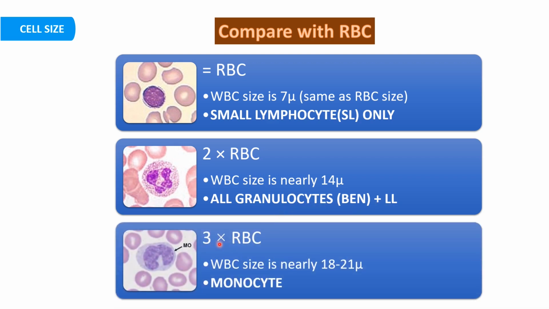If it is 3 times the RBC, that means it is so large that it is equal to 3 RBC. That means the size of the WBC is between 18 to 21 microns. Then it is only monocyte. Monocyte is the largest WBC, viva question. Why? Because the size of monocyte is 3 times that of RBC, that is 18 to 21 microns. That is why the largest WBC is a monocyte. So if any WBC is 3 times the RBC, it is monocyte only. Now let's move to the next approach.